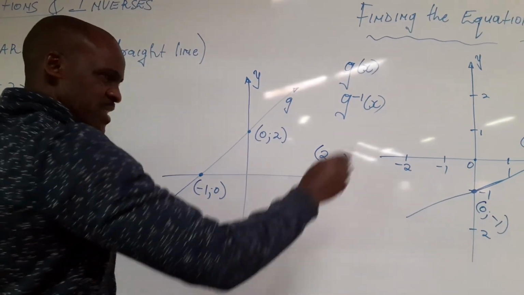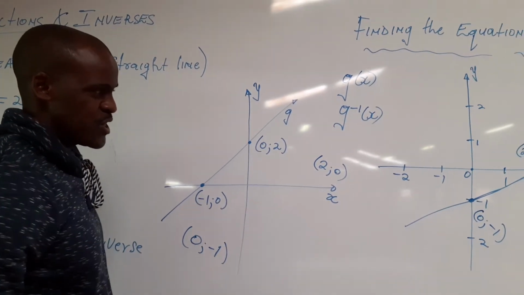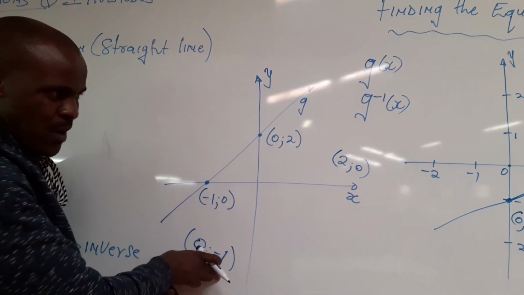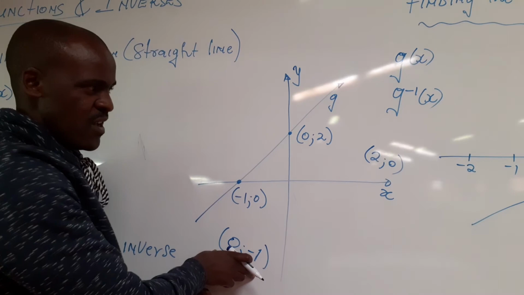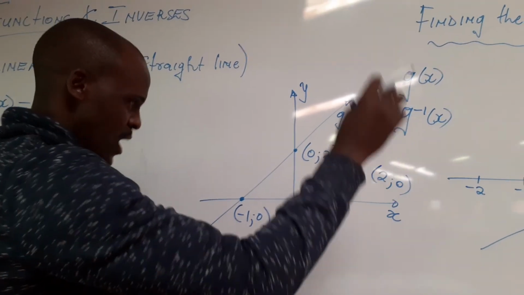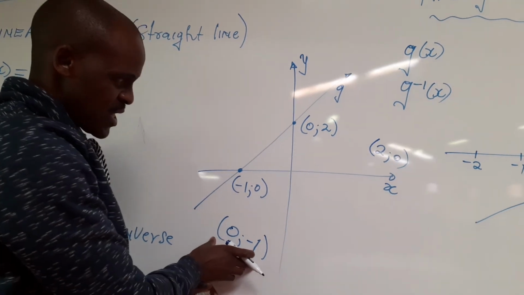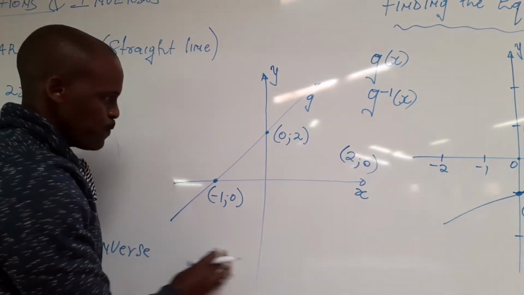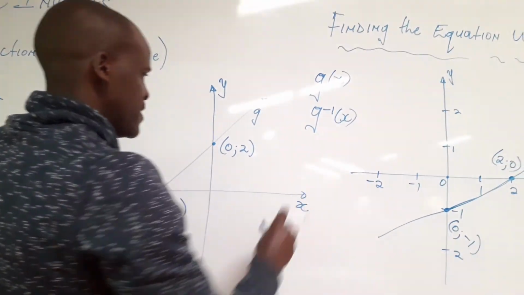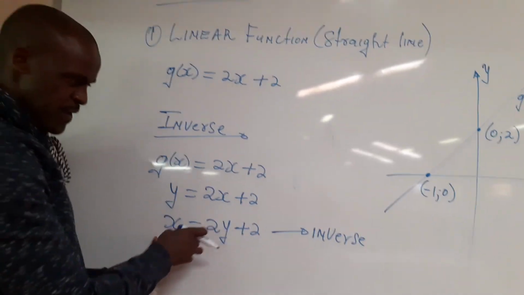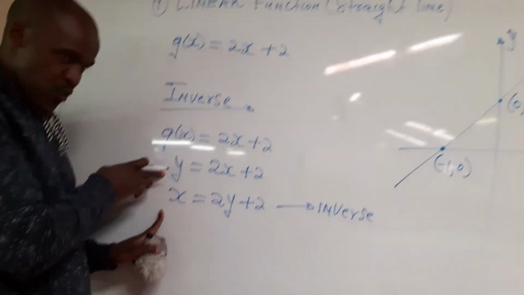It is still increasing. The shape doesn't change. The only thing is that you swap the points. You do not change the gradient, the slope. It is still going up, but you just swap the points. Right. This was our inverse. It's the inverse of this equation.